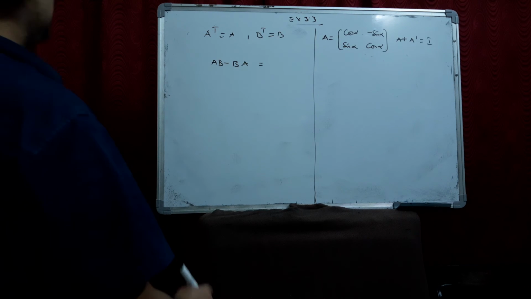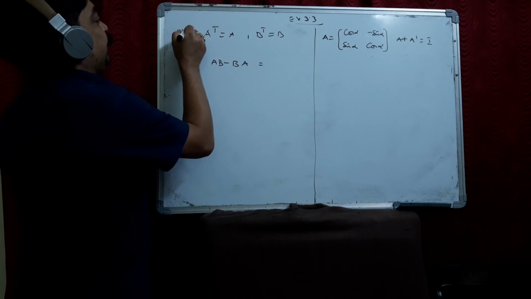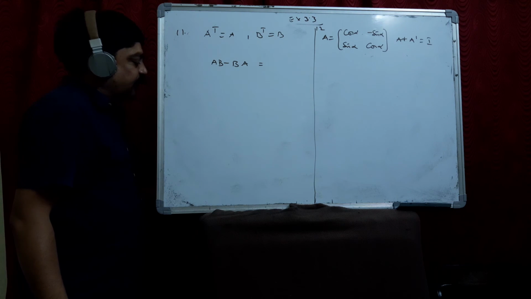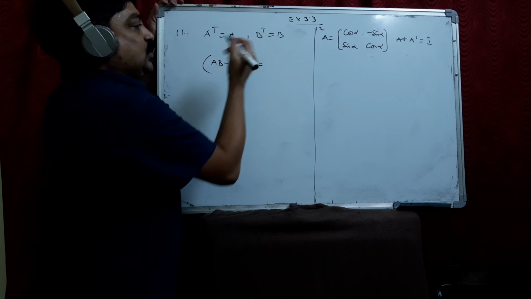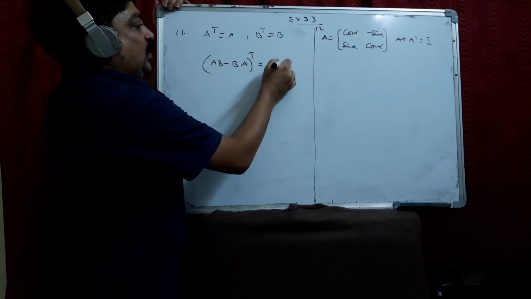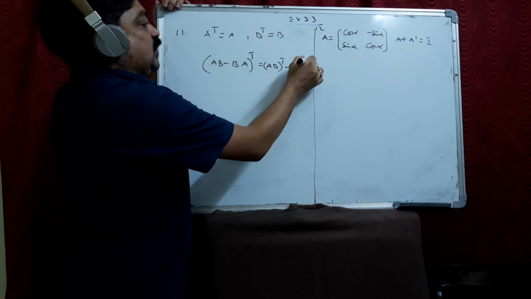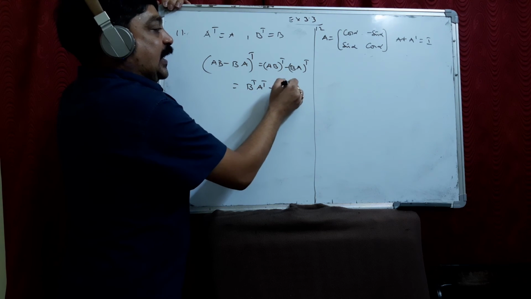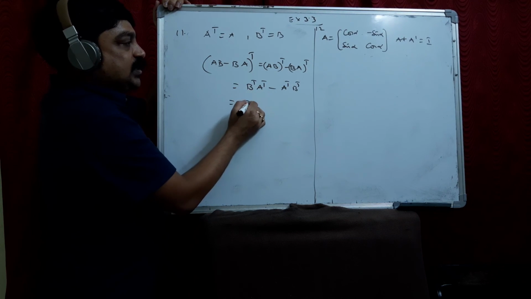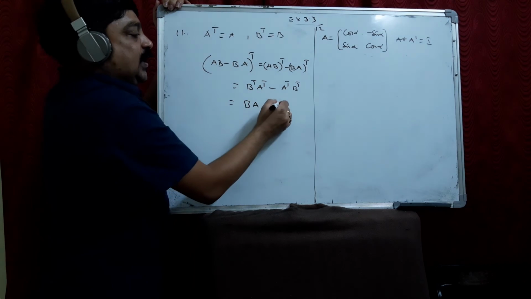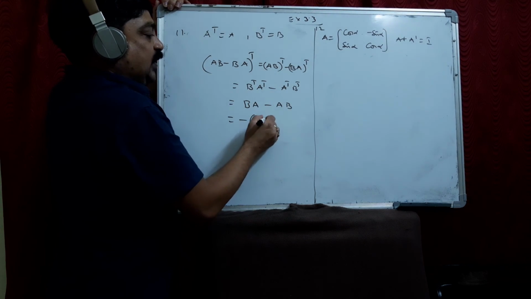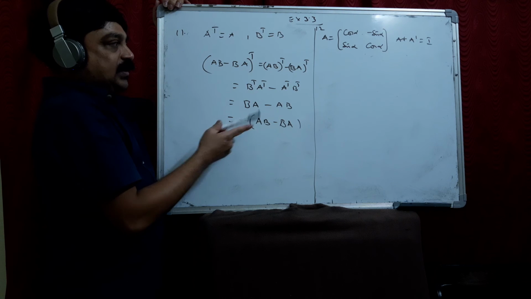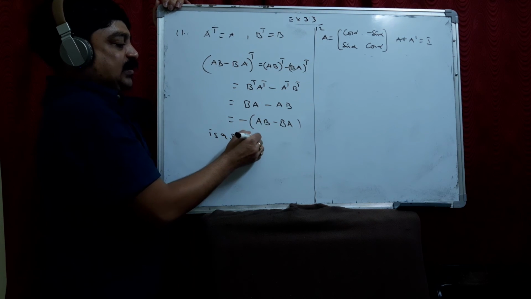See the last two questions, 11th and 12th. In the 11th, they told that A and B are symmetric matrices. Then what about AB minus BA? Let us check. So let us take the transpose. So it becomes AB whole transpose minus BA whole transpose. But according to the definition, it becomes B transpose A transpose minus A transpose B transpose. But B transpose is B according to the condition they have given. It becomes BA minus AB, and you can take minus common, minus of AB minus BA. See, if the transpose of a matrix is the negative of that matrix, then it is a skew symmetric matrix.